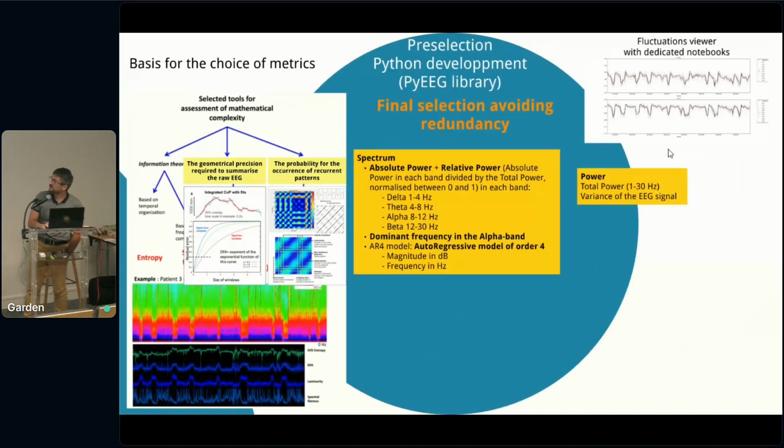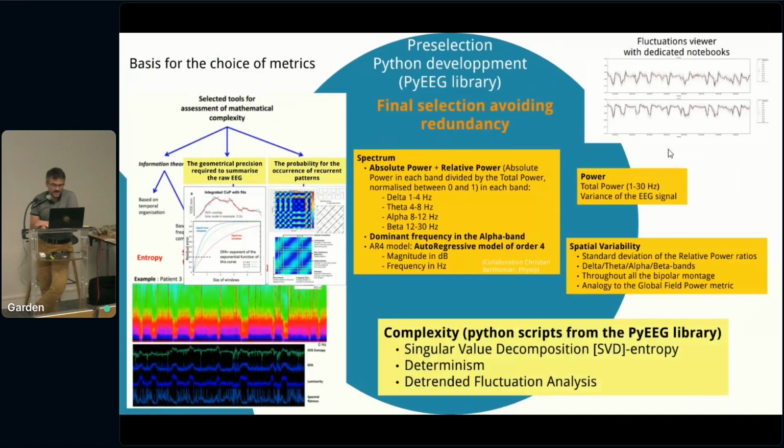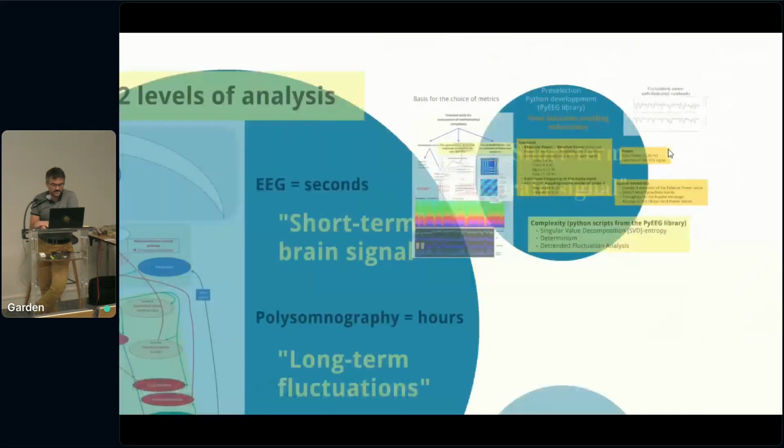Then a spectral analysis based on absolute and relative power, and also, in collaboration with Christian Berthomier from the PhysIP company, the dominant frequency in the alpha band and an autoregressive model to have a global view on the spectral analysis in magnitude and frequency, and the spatial variability, which was computed by analogy to the global field power matrix as a standard deviation of the relative power ratio throughout the bipolar montage in the 4 bands. And this complexity matrix I already explained.